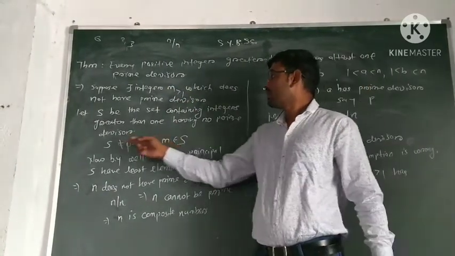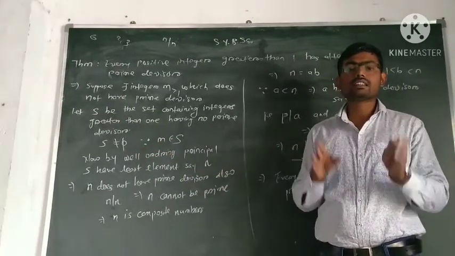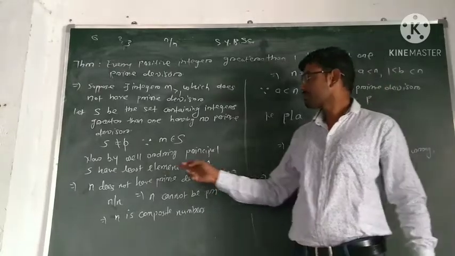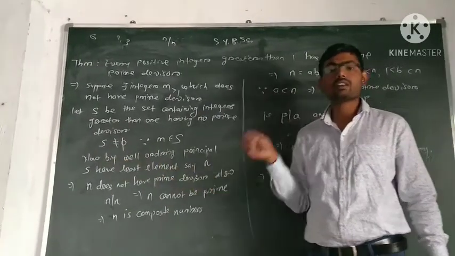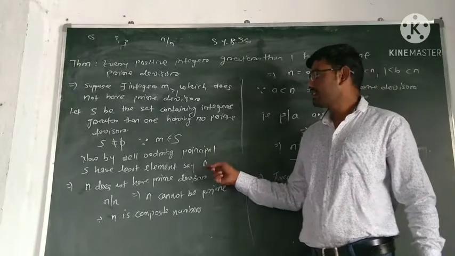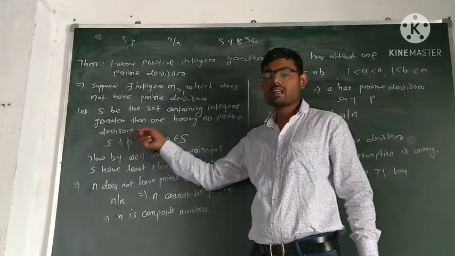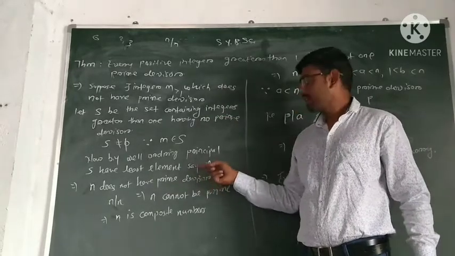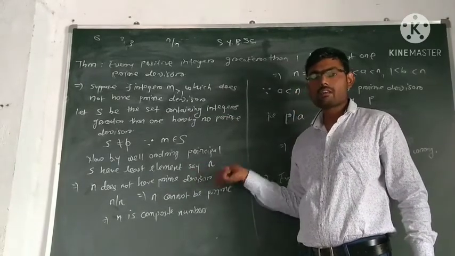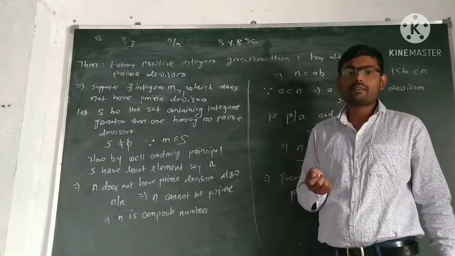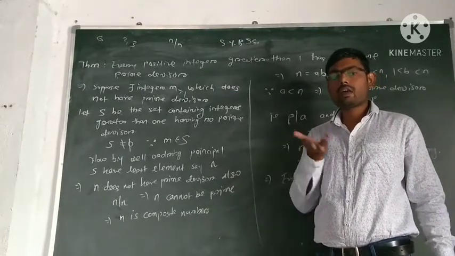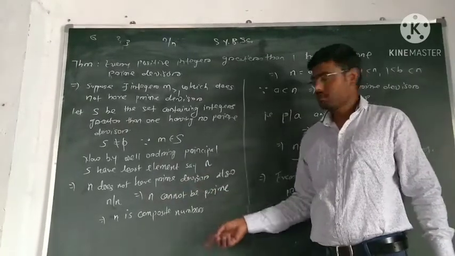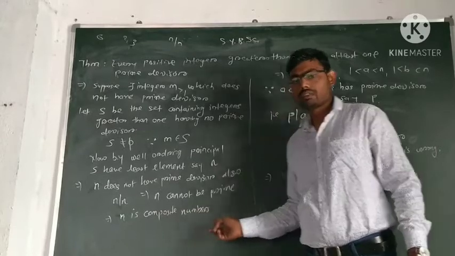So let S be the set containing such integers which don't have a prime divisor. Now by the well-ordering principle, this set must have a least element, say n, and n is in the set S. S is the set of elements which don't have a prime divisor, so n doesn't have a prime divisor, and n also divides itself. So n cannot be prime. Why? Because if n is prime, then n divides n, so n has a prime divisor, but we are saying n doesn't have one. So n cannot be prime, which means n must be a composite number.